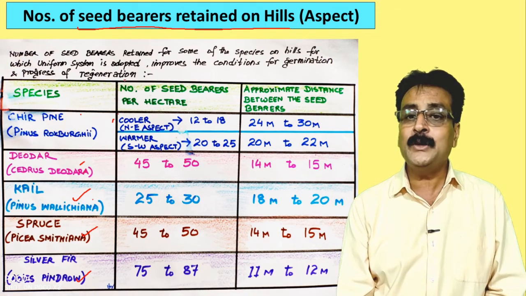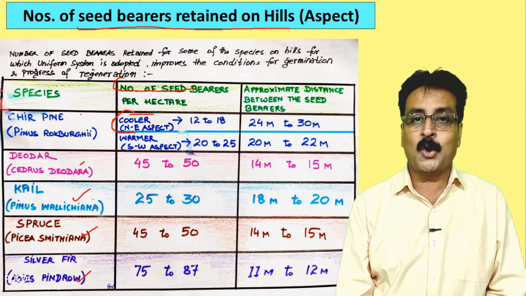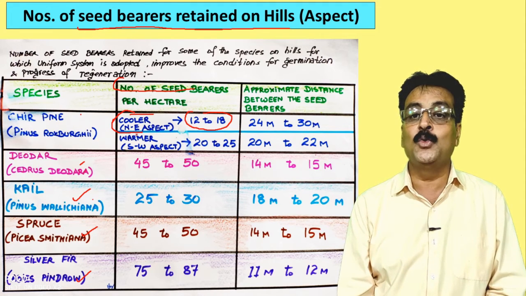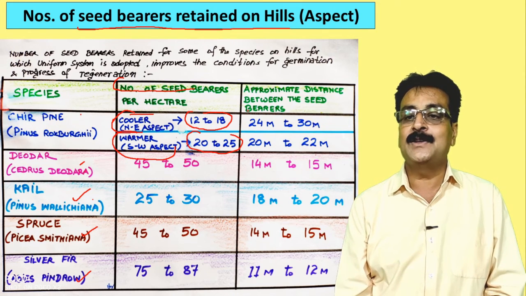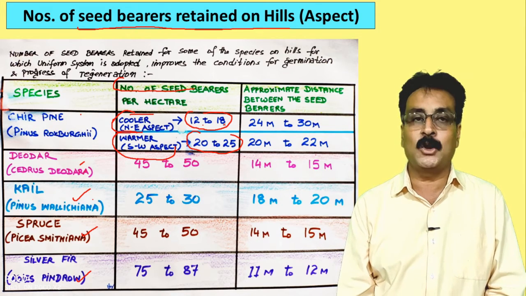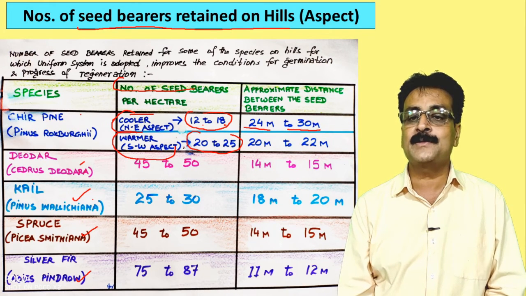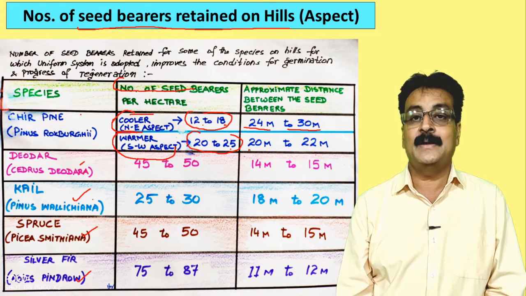When we want to keep the number of seed bearers per hectare on the cooler, northeastern aspect, we'll keep 12 to 18 seed bearers, as compared to the southwestern warmer aspect, which has more trees, 20 to 25. The distance among the seed bearers, when we are keeping 12 to 18 in northeastern aspect, is 24 to 30 meters. When we are keeping Pinus roxburghii in the warmer southwestern aspect, that is 20 to 25 seed bearers, then the distance will be 20 to 22 meters.